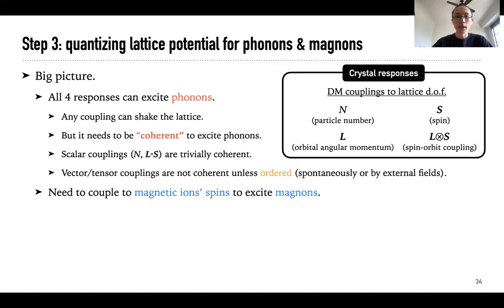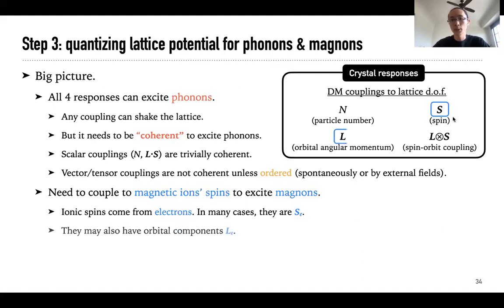So for magnons, recall that those are excitations involving the magnetic ions' spins. So we need to couple to these ion spins. First of all, as I already mentioned in the introduction part of the talk, the ionic spins come only from electrons. And in many cases, these are just a total electronic spin. So we need a coupling to the spin of the electron. In other cases, we may also have the orbital moments contributing to the magnetic order. And in those cases, the coupling to the electron's orbital angular momentum can also contribute to magnon excitation. And I will give a concrete example of that in a few slides.